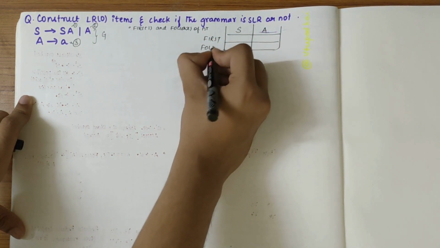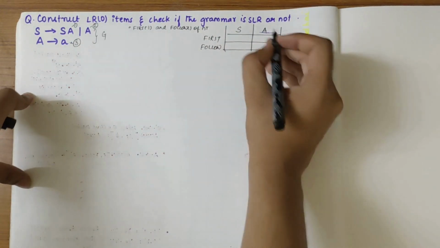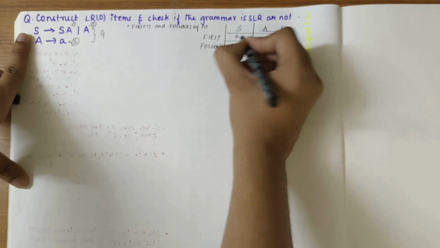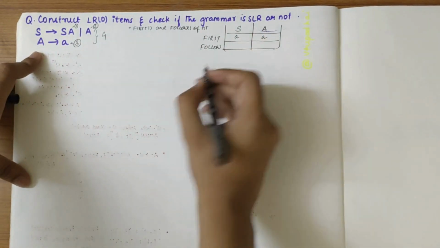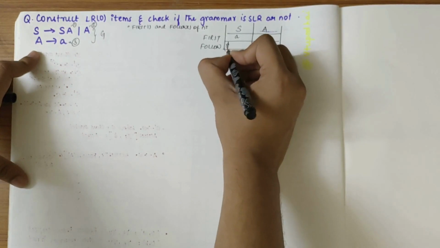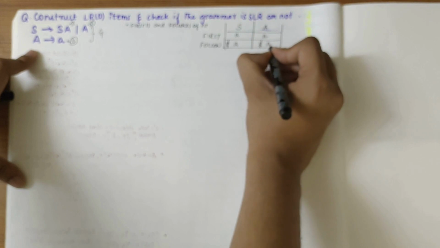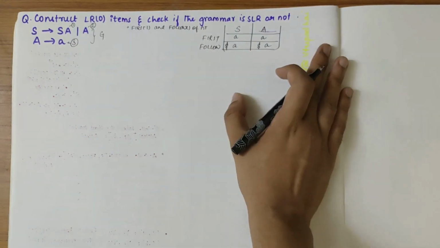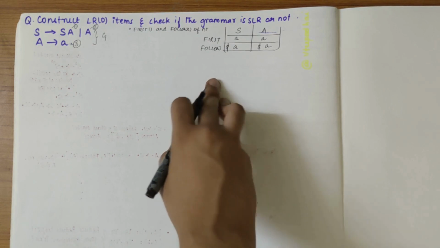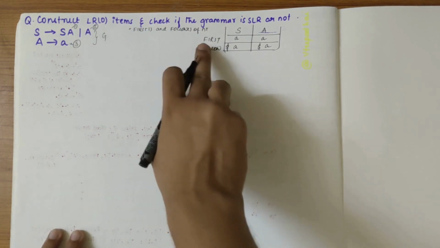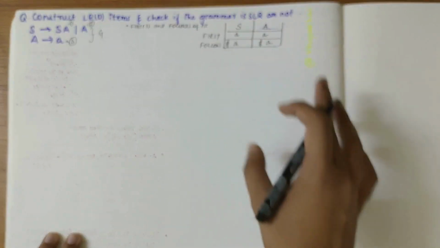First and follow. So first of S would be small a, and first of A would also be small a itself. And follow of S, I'll have dollar here, and I'll have small a here. Here also dollar and small a. If you have to understand how I obtained first and follow, do refer my previous videos. I have explained stepwise how to obtain the first and follow along with the algorithm.